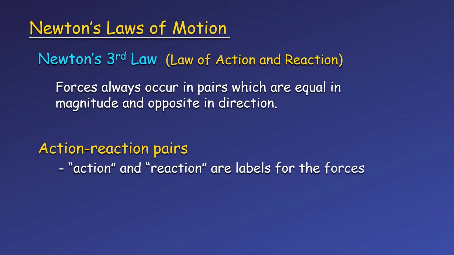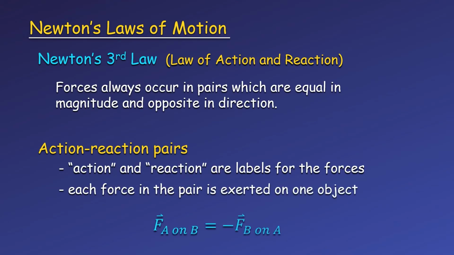We said that for there to be a force, there must be two objects, an agent exerting the force and an object that is feeling the force. Each force in the action-reaction pair will act on only one of these two objects. So if we have two objects, A and B, that are interacting, the force that A exerts on B will have the same magnitude but opposite direction or sign as the force from object B on object A.